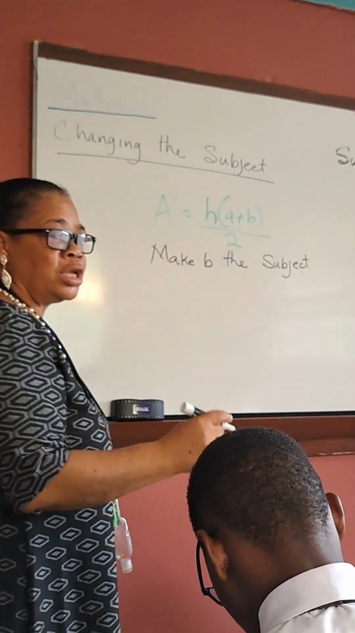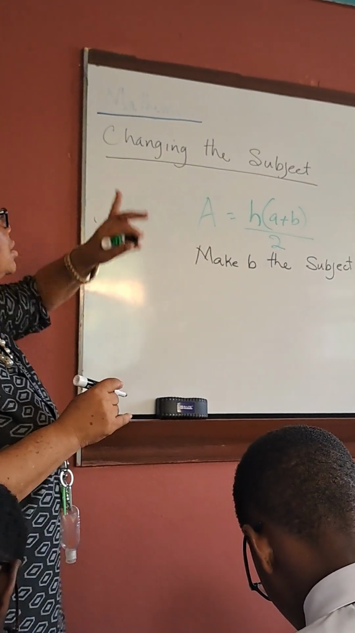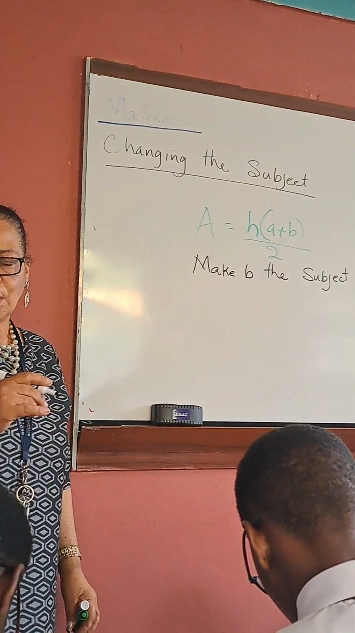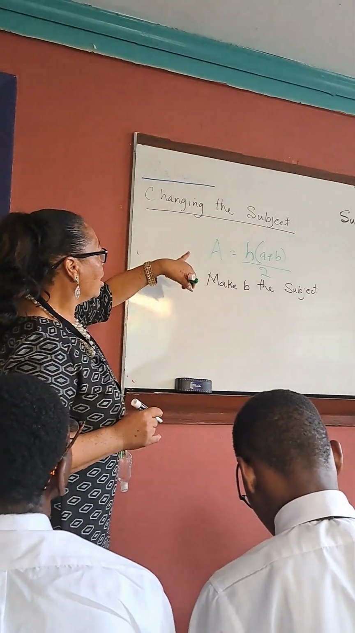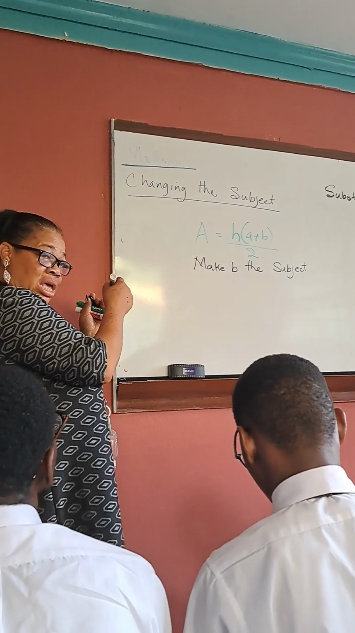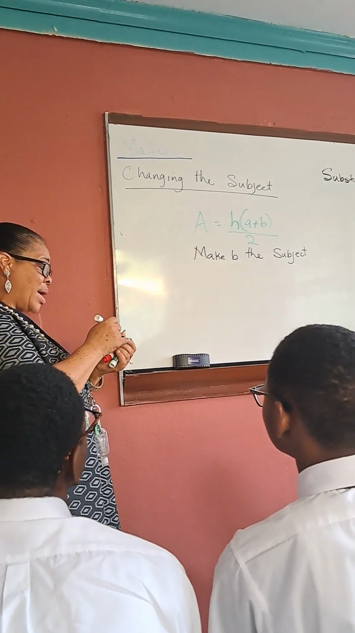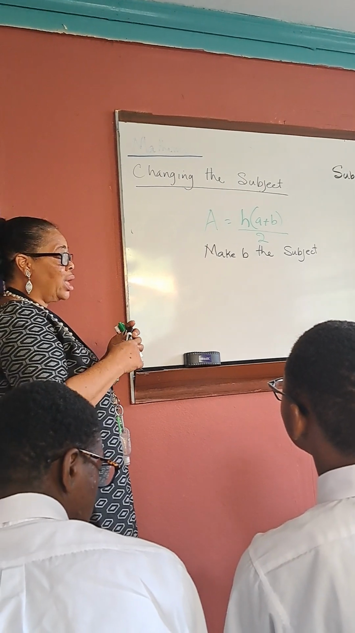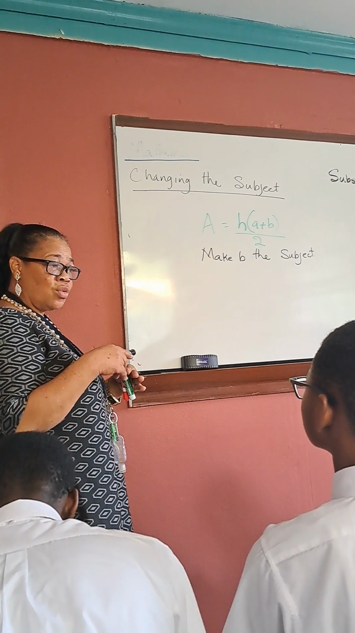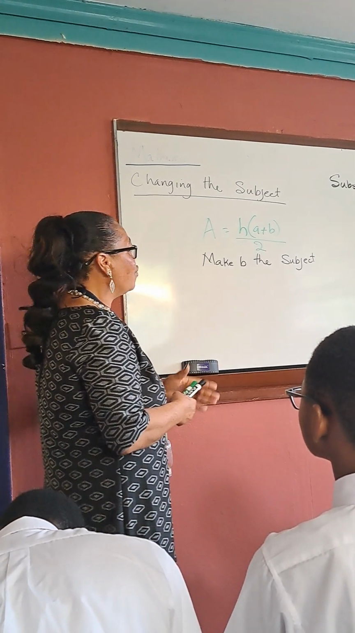As far as we're concerned right now, A is the subject. A equals H times A plus B over 2. Now I'm going to make B sit over here where A is. B is going to now become the subject. Now, back to simple equation. We have learned in simple equation that if I'm going to change something over, I am simply doing the opposite of what it is doing over here.